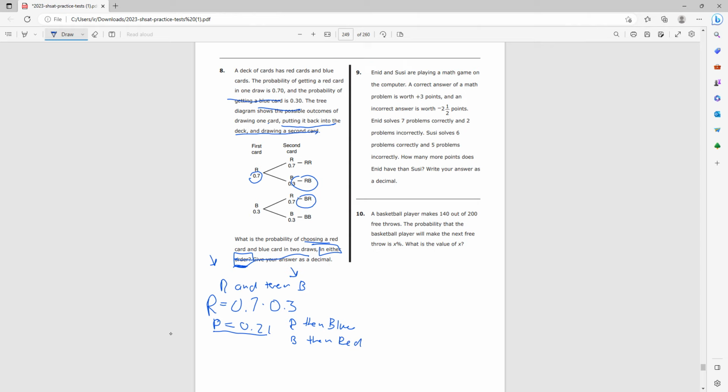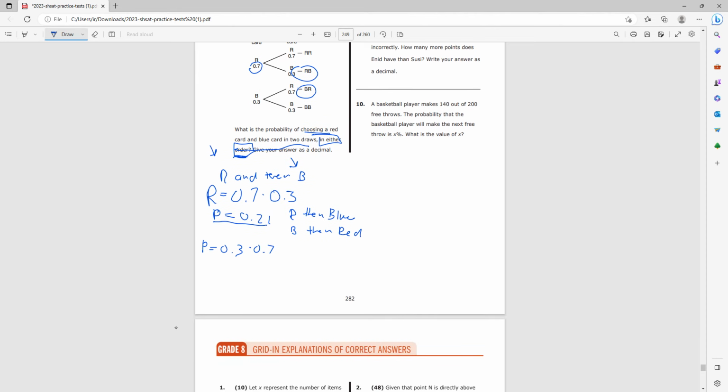Probability of drawing blue on first try is 0.3. And then you put the card back and now you draw a new one. Now the probability of drawing red is 0.7. Once again, these are 2 independent events because once you draw blue, you put the card back, so it's not altering the probability of getting a red one. There's still the same amount of cards in the deck, right? So now the probability of this is going to be 0.21 again, right?